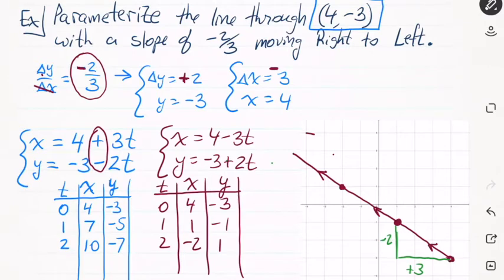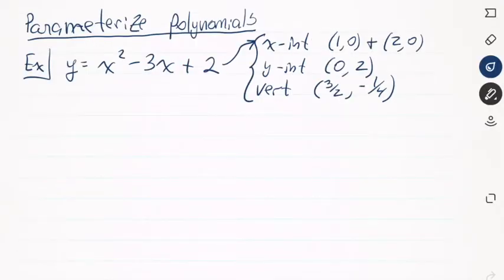And that's pretty much how you break apart a line, to start at a specific point and go in a specific direction. If I want to parameterize a quadratic like this, and I'll tell you right off the bat, it has x-intercepts of 1, 0, 2, 0, y-intercept of 0, 2, and a vertex at 3/2, comma, negative 1/4. So the easiest way to parameterize almost anything is to write it as x equals t, and then change all the x's to t and the y part of it. And then this would be a nice parameter.